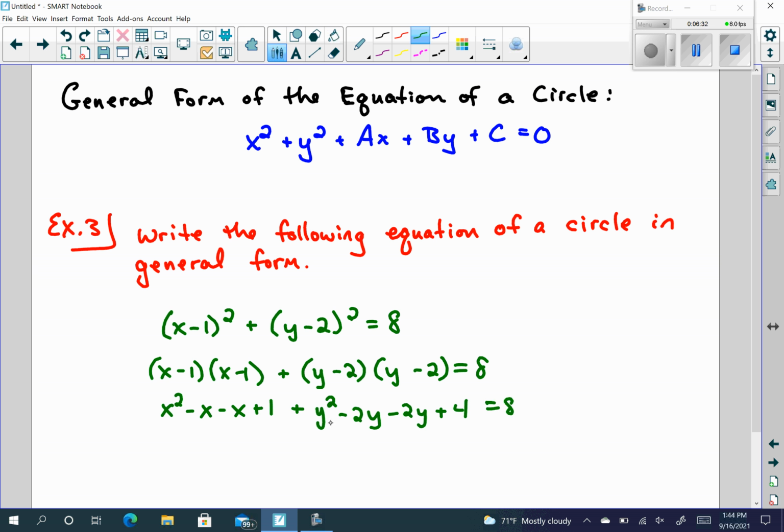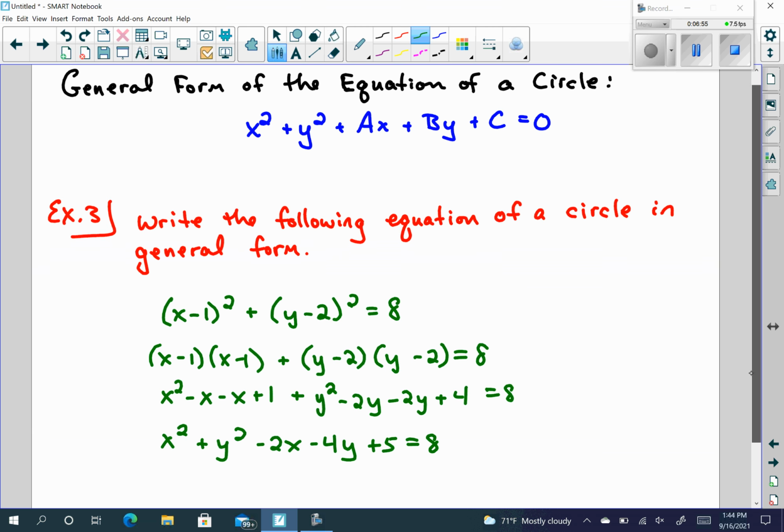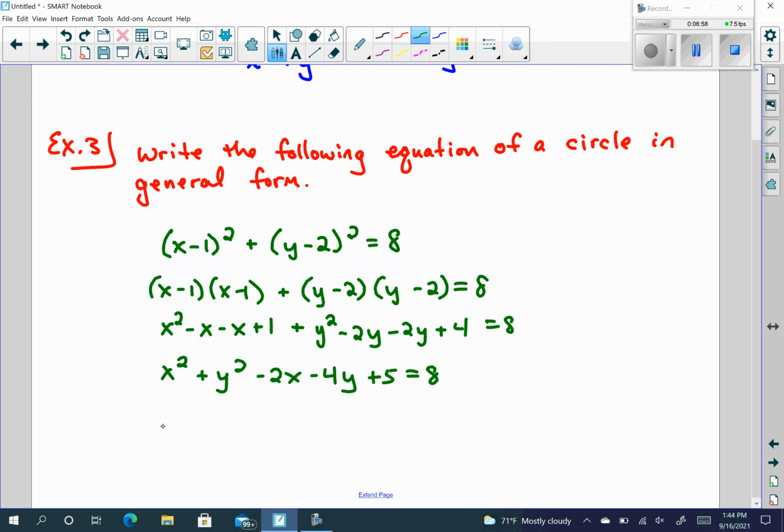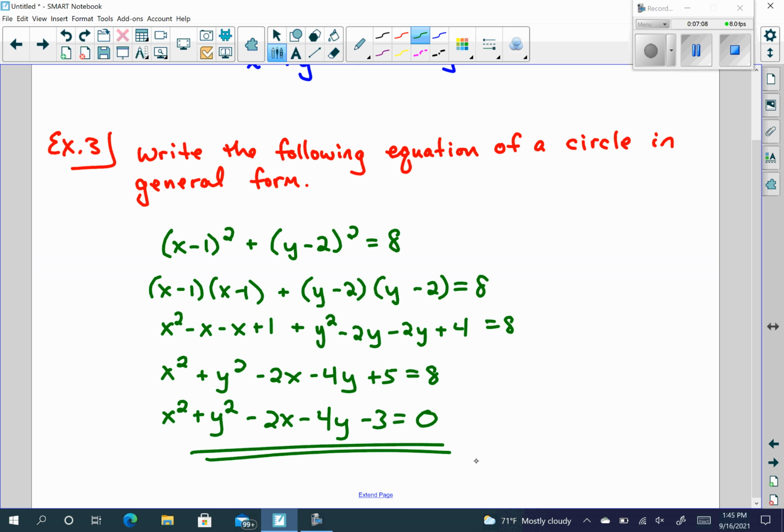So I'm going to put my x and y squared first because that comes first, x squared plus y squared. Then I want to combine my x terms, so negative x minus an x is going to become a negative 2x. Then I want to combine my y terms, so I have a negative 2y minus a 2y, so it's a minus 4y. Then I want to add the numbers, so I get a 1 plus 4, so we get a plus 5 equals 8. And because it's equal to 0, I just want to move the 8 over. I want to subtract 8. So this now becomes x squared plus y squared minus 2x minus 4y minus 3 equals 0. And that is the general form from standard form.